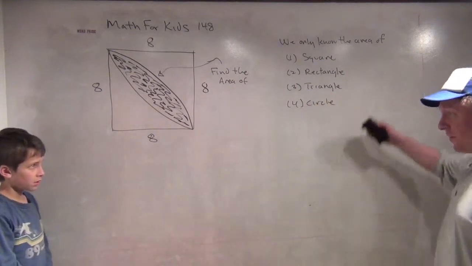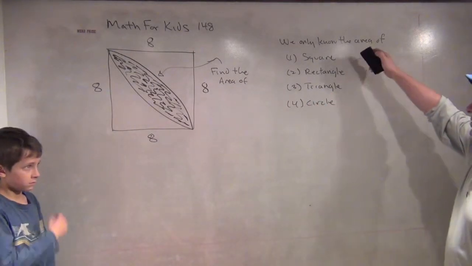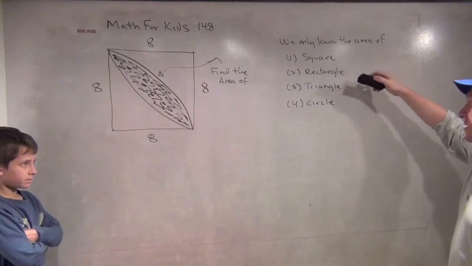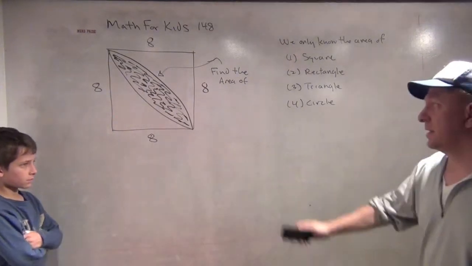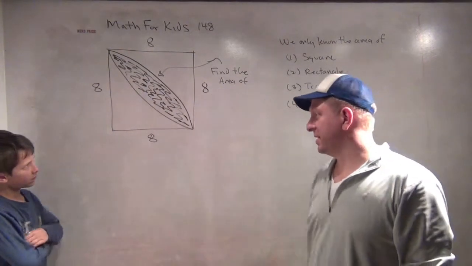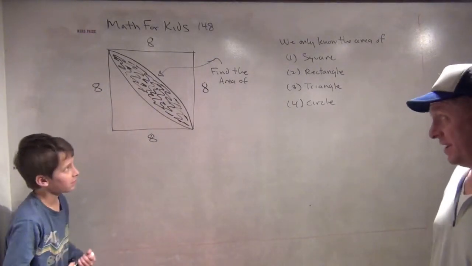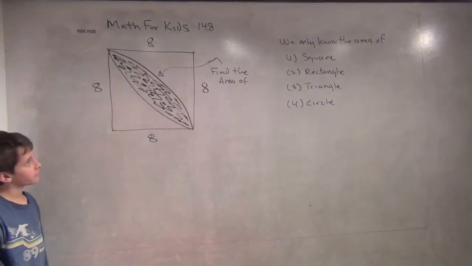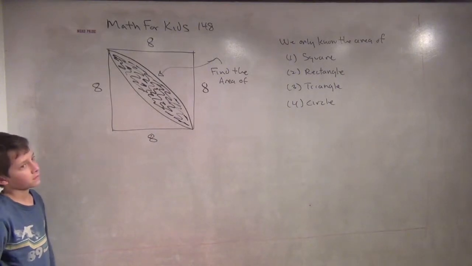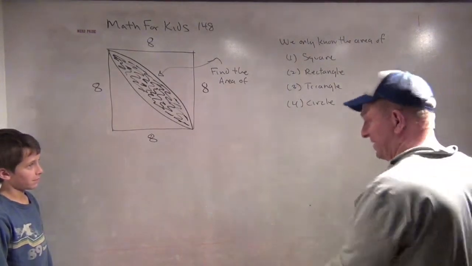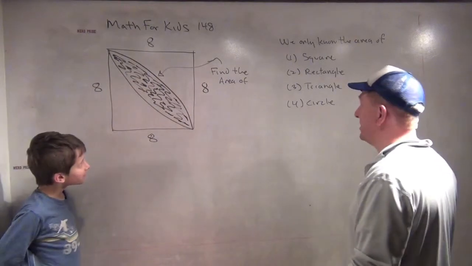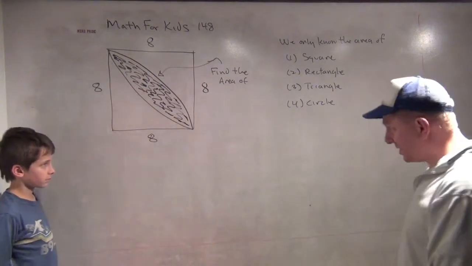So far in our basic geometry, we've learned how to find the area of a square, a rectangle, a triangle, and a circle. This shape is none of those things. It's like a football shape. It's like a football that got run over by a bus. Splat. 2D football.